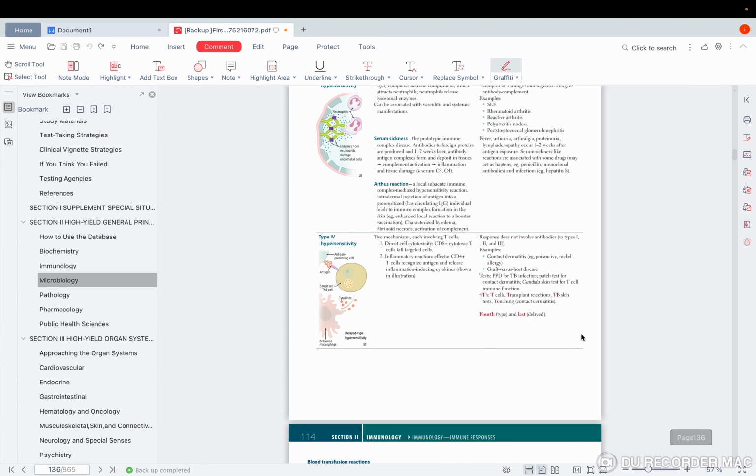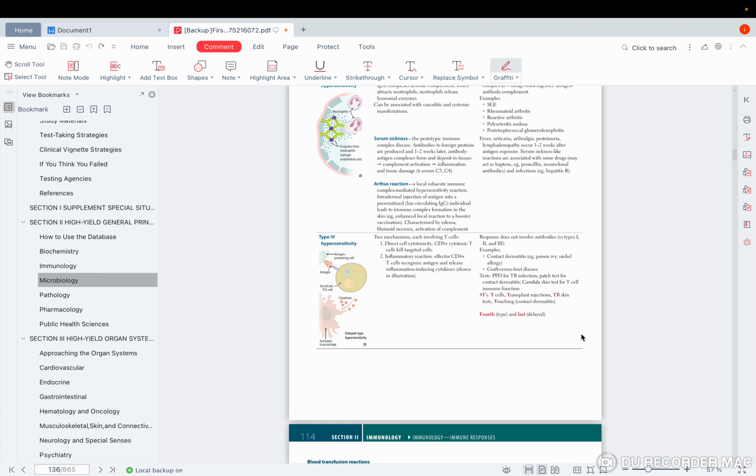Can you tell me, please, what is the main difference between serum sickness and Arthus reaction? Serum sickness is mostly systemic, while Arthus reaction is mostly localized. Yep, that is correct. Good.